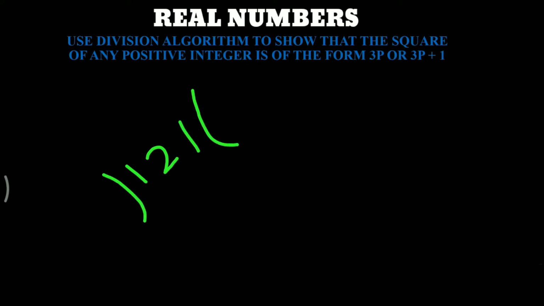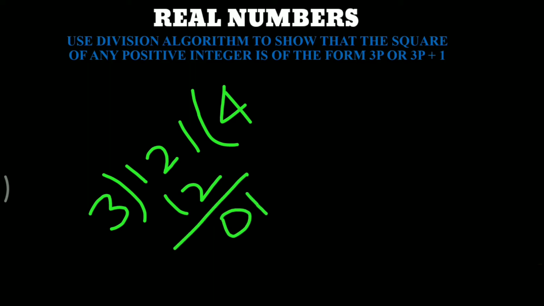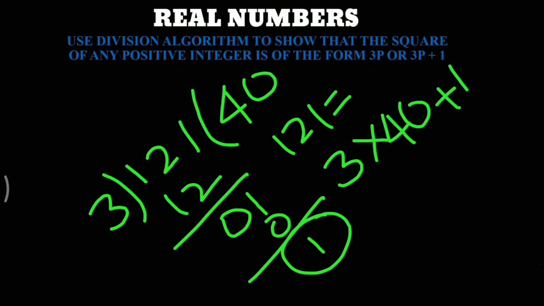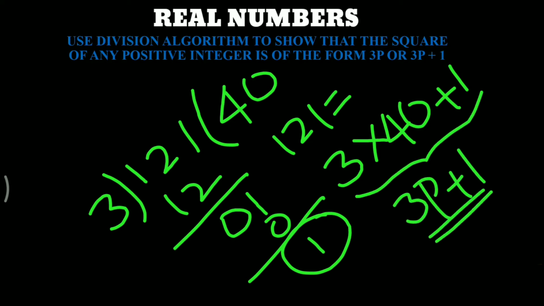Divide 121 by 3. 3 times 4 is 12 and the remainder is 0, and one more 1, and 3 times 0 is 0, so the remainder is equal to 1. So 121 can be expressed as 3 into 40 plus 1 by using the division algorithm, which is nothing but 3p plus 1, where p is the quotient.